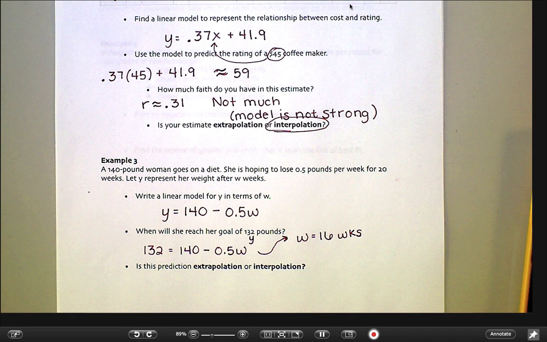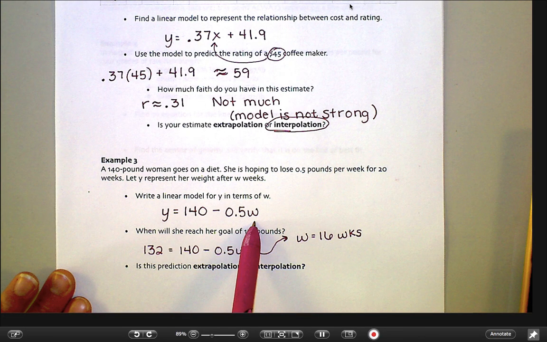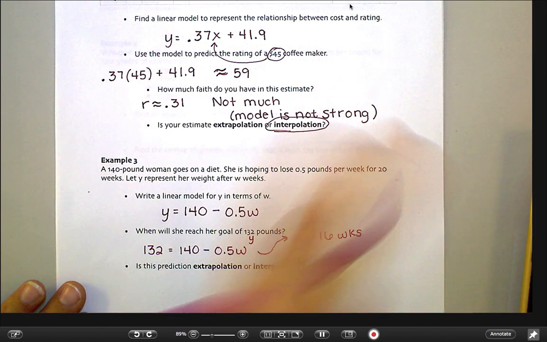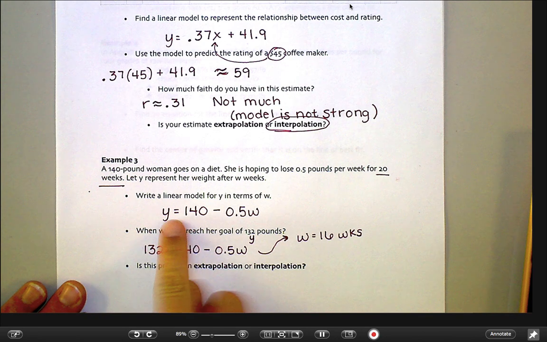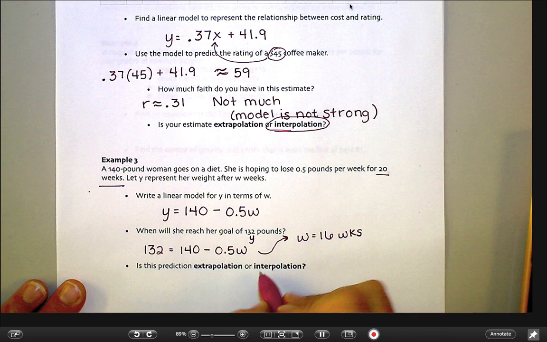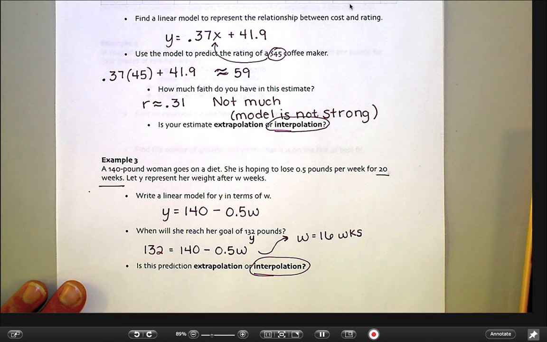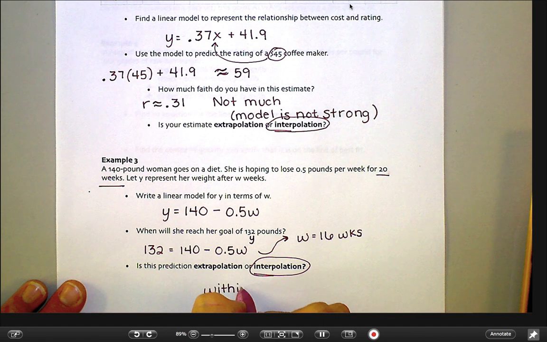So now it says, is this prediction extrapolation or interpolation? There was a piece of information that I kind of glazed over initially here, and that's what helps us answer this question. Is that 16 weeks within the scope of the data that our model is supposed to represent? Okay, and the way I answer that question is this model is good for 20 weeks. She was planning on keeping this up for 20 weeks. So if that 16 weeks falls within the 20 weeks, then I'm good to say that this is interpolation, okay? Because it's within the 20 weeks that the model was set up to represent.